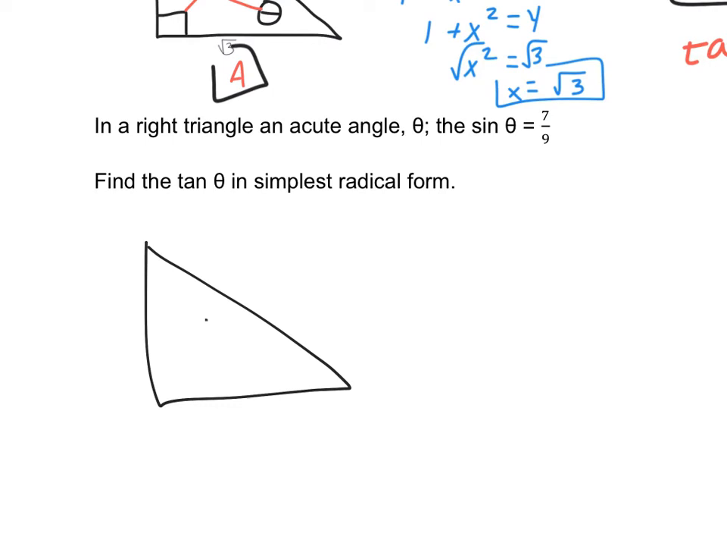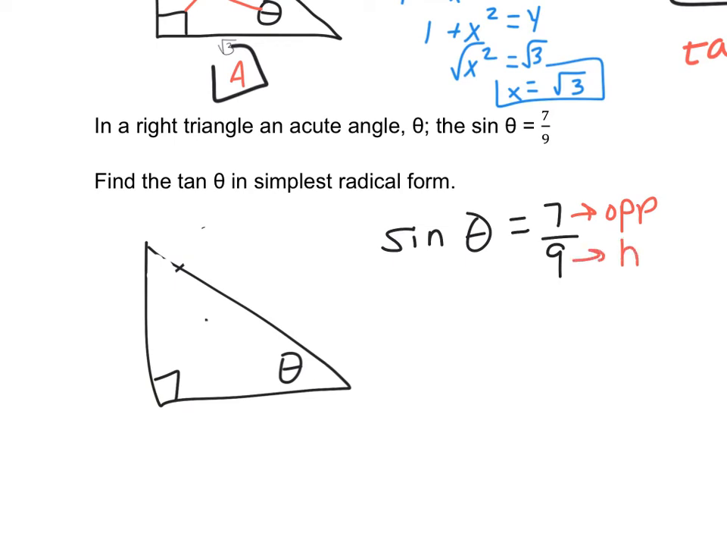Yeah, that's the best it'll be. So I put my theta here. You could put your theta here, it doesn't matter. I just like to be consistent. I've been doing this since 10th grade of high school, so I'm stuck in my ways. Sine of theta, we know, is 7 over 9. I know that 7 is my opposite. And I know that 9 is my hypotenuse.